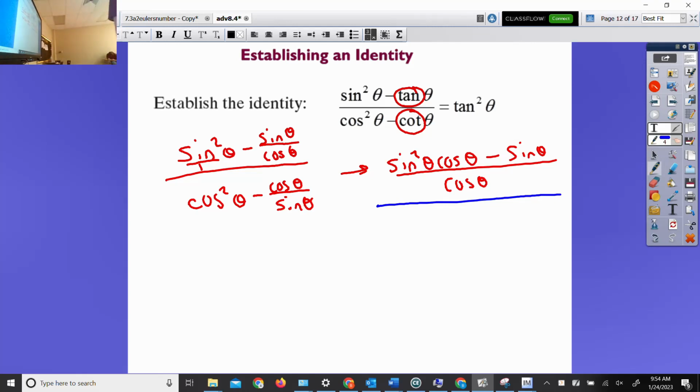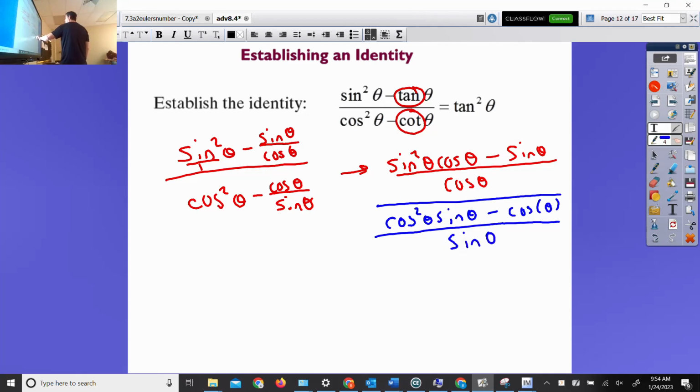What's cosine squared theta minus cosine theta over sine theta? Do you cancel stuff? No. There is some stuff you can do here, but you may not see it till you follow the old rule of how do you actually divide by a fraction.